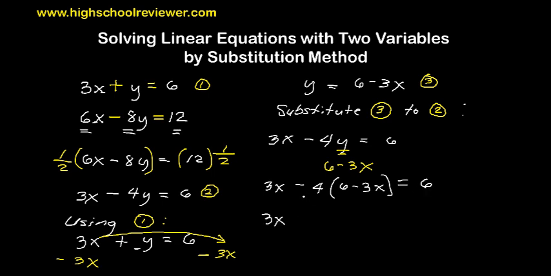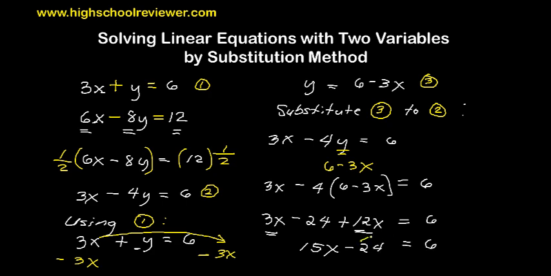3x, and then negative 4 multiplied by positive 6 will be negative 24, and negative 4 multiplied by negative 3x is positive 12x, and this is equal to 6. Combining like terms, positive 3x plus positive 12x will give us positive 15x minus 24 equals 6.